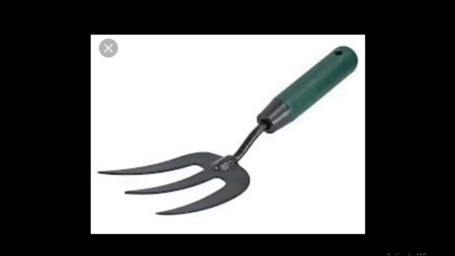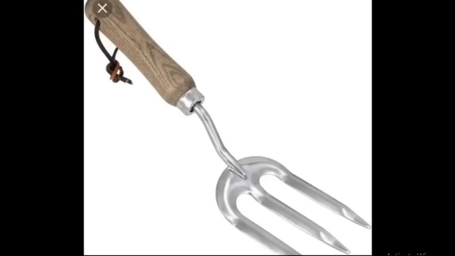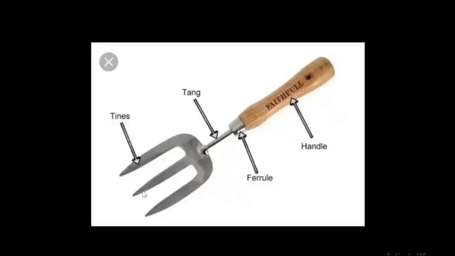Let me show us another picture. This one has a plastic handle with the metal shouldered 3 tines. This is another picture. This one has a wooden handle and the 3 shouldered tines. So this is what a labeled diagram looks like. You can see the tines here. This is the tang, which holds the tines onto the handle. This is the handle, where it is held to be operated, and here we have the ferrule. So that is the labeled diagram of the hand fork.